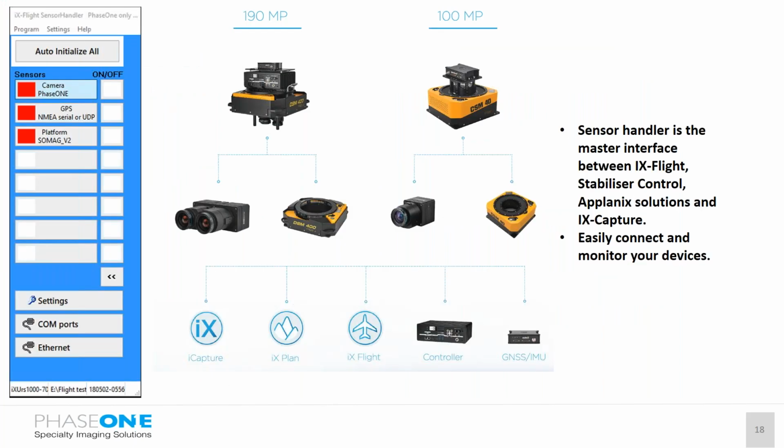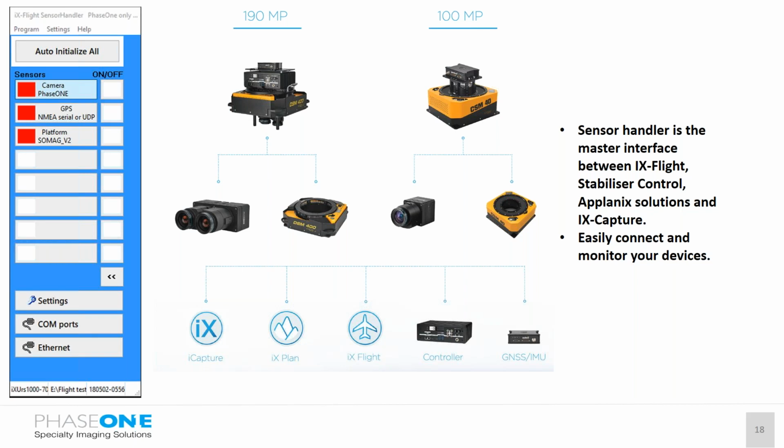So we start with the Sense Handler. Sense Handler is the master interface between all functions of the system. So it's the interface between the IX Plan. It sends the IX Plan data through to the IX Flight to give the positional information. It will then read the aircraft's position in reference to the pre-planned photo positions, and it will send that trigger to the camera. So everything is being controlled by our Sense Handler.